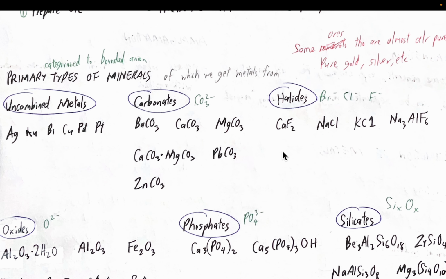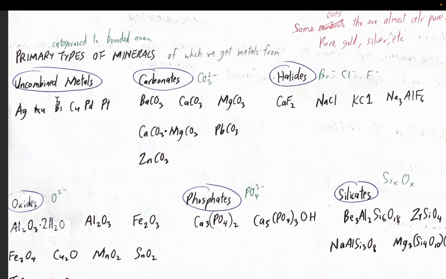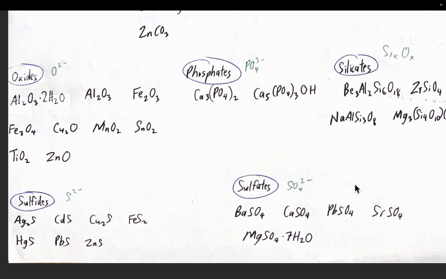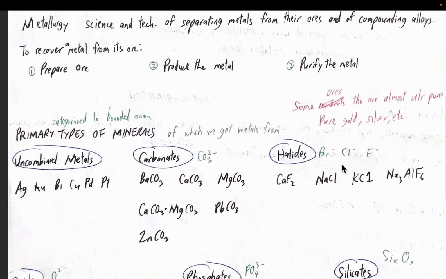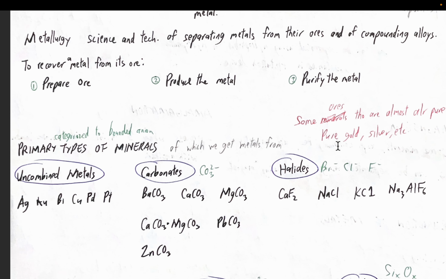So, we have various primary types of minerals. We have uncombined, carbonates, halides, oxides, phosphates, silicates, sulfides, and sulfates. Some ores, though, are almost already pure. So, for example, we have pure gold, pure silver. So yeah, that kind of sort.